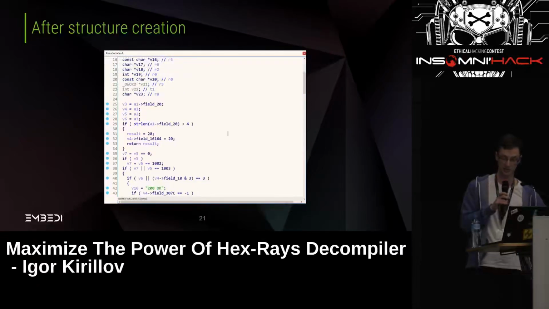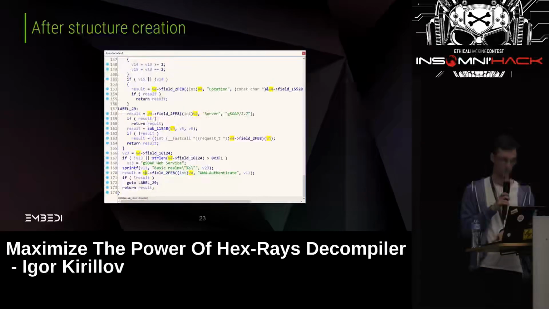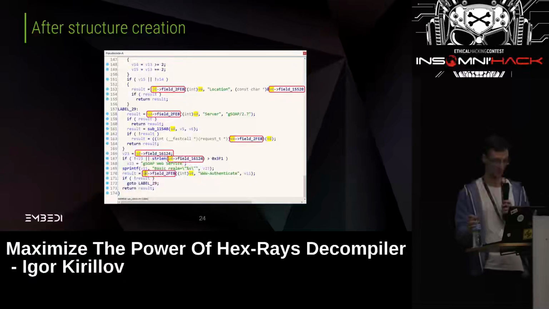And here is the upper part of the function I showed you on the previous slide. You can see that the type of variables has changed, and there are references to the structure members in the code. Here is the code with the sprintf function, and now it contains references to members of the structure as well.